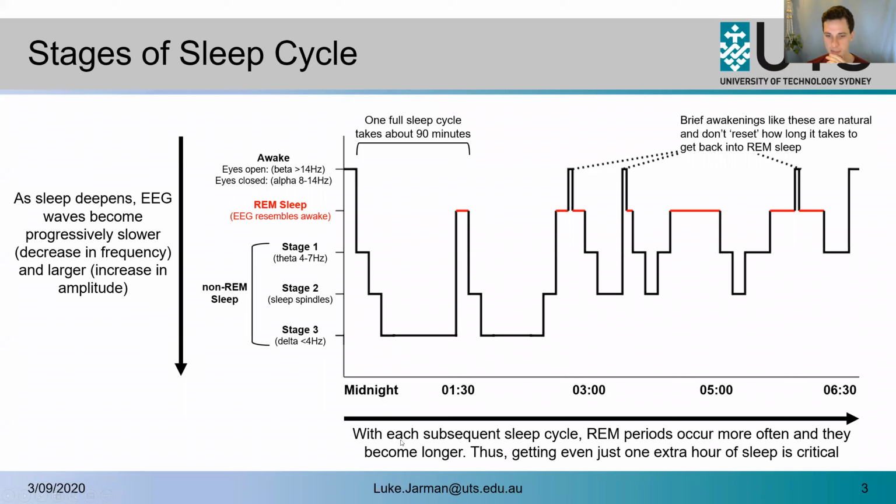Then down the bottom here, I've just mentioned that with each subsequent sleep cycle, as we're moving from left to right, your REM periods occur more readily and they become longer. And what's interesting is that these brief awakenings that can naturally happen, so you might just wake up during the middle of the night for a couple of minutes, don't seem to reset how long it takes for you to get back into REM sleep. You can see on the right-hand side here, it's getting increasingly easier for this sleeper to cycle back into their REM sleep. So your REM periods start getting much, much longer the longer you are asleep.